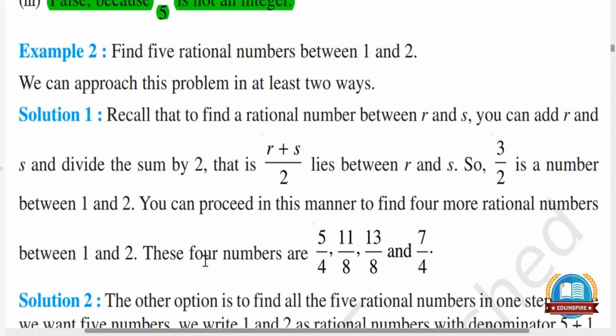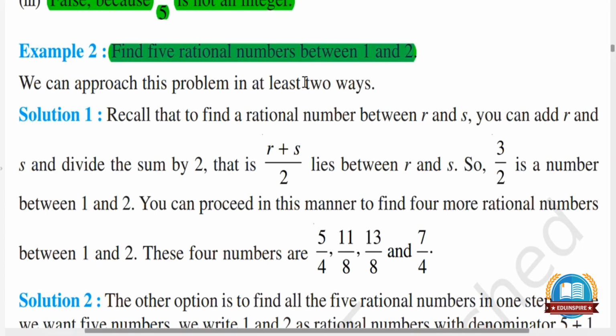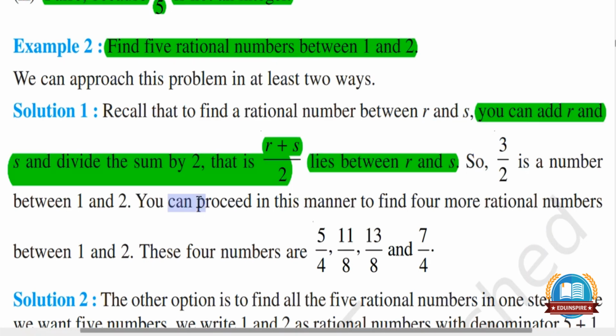Now let us go through example 2. Here we have to find 5 rational numbers between 1 and 2. We have two solutions to this problem. In solution 1, we add the two given numbers and divide by 2. In this way, we get the number 3 upon 2, which is between 1 and 2. We can proceed in this manner to find 4 more rational numbers between 1 and 2.